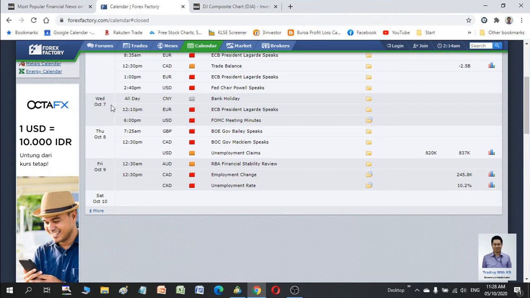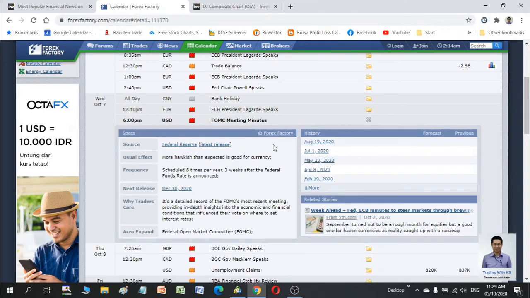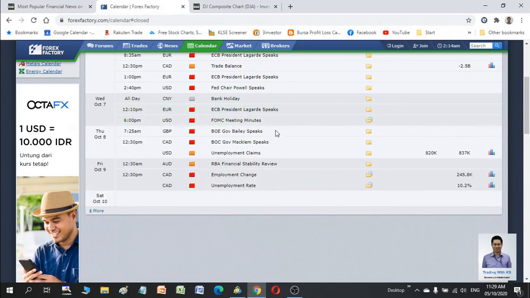China holiday Wednesday again. President Lagarde speaks, and we have the FOMC meeting. FOMC is the Federal Open Market Committee. They talk about the economic and financial activities, so this will cause some volatility for USD.